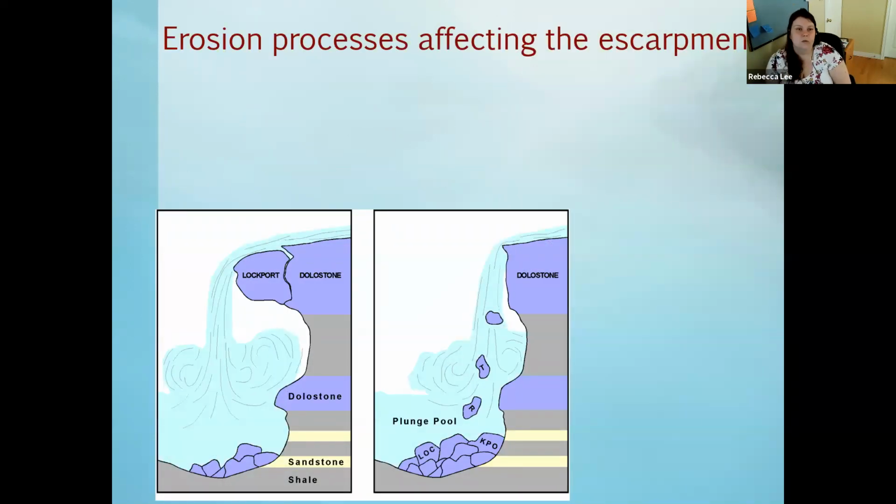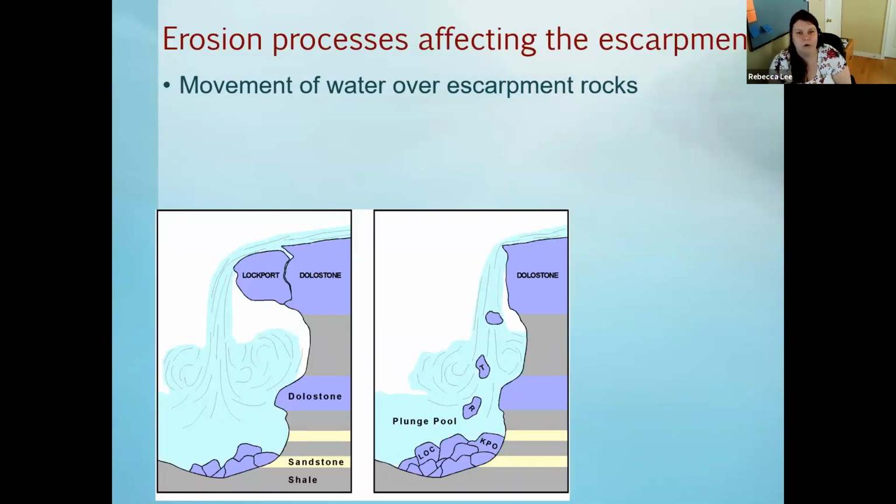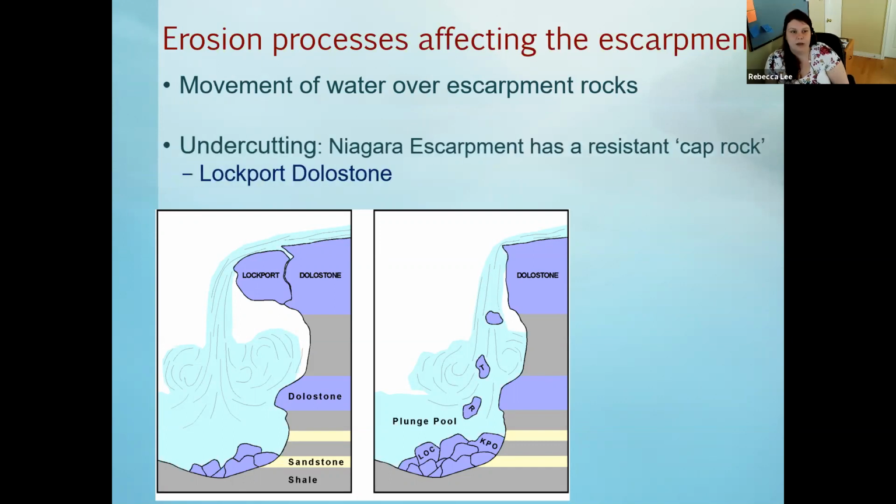Okay. So what type of erosion processes are affecting the escarpment? We know that water has a lot to do with it. So we have the movement of water over the escarpment rocks. We've mentioned it before, but the Niagara Escarpment has that resistant rock, what we call a cap rock, which is the Lockport dolostone. That just means it doesn't erode very easily because it's quite hard, and so it takes a long time for water to make its way through it.